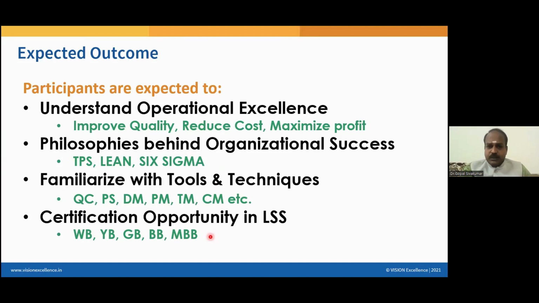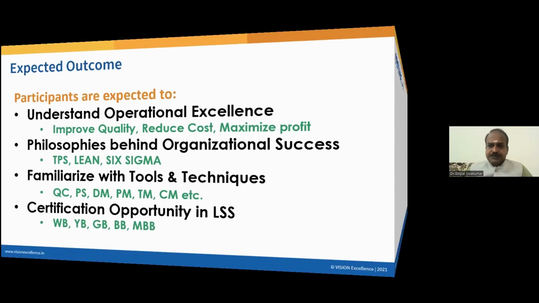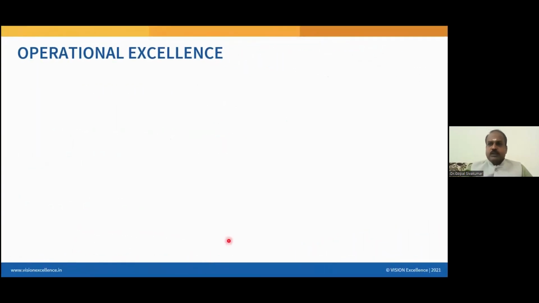We call it white belt, yellow belt, green belt, black belt, master black belt, and so on. I'll first give you clear clarity so that you can choose which belt level can be the best option for you. And depending on your current skill set, you can choose that. So hope this is sounding good with all of you.